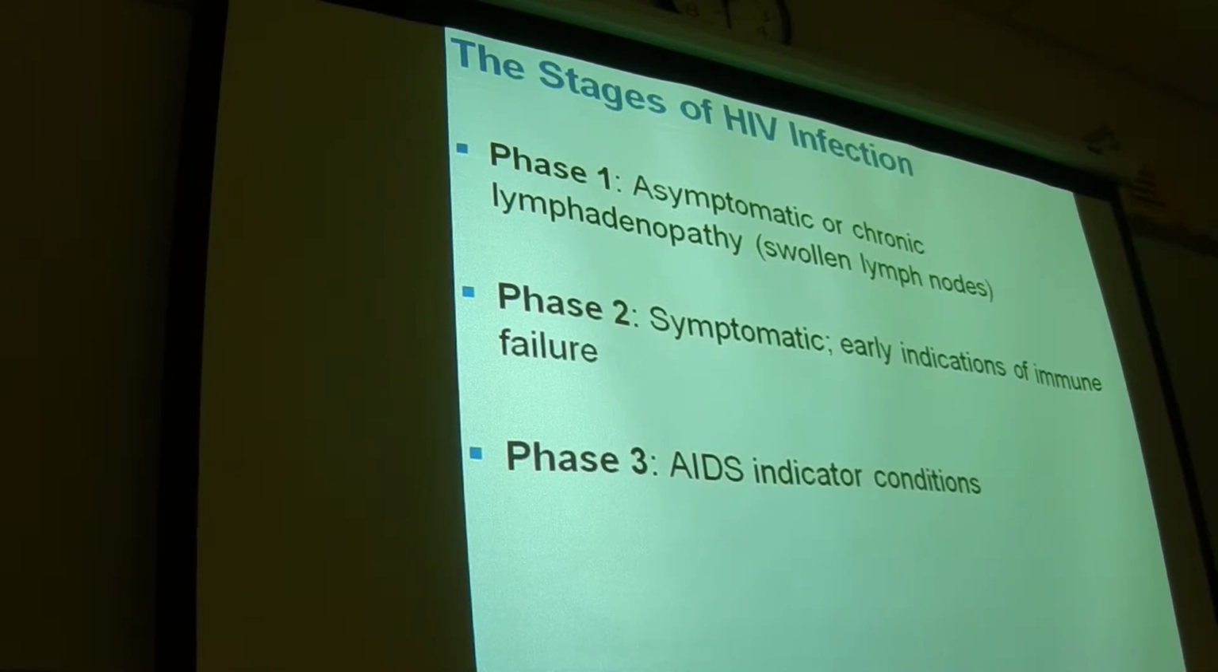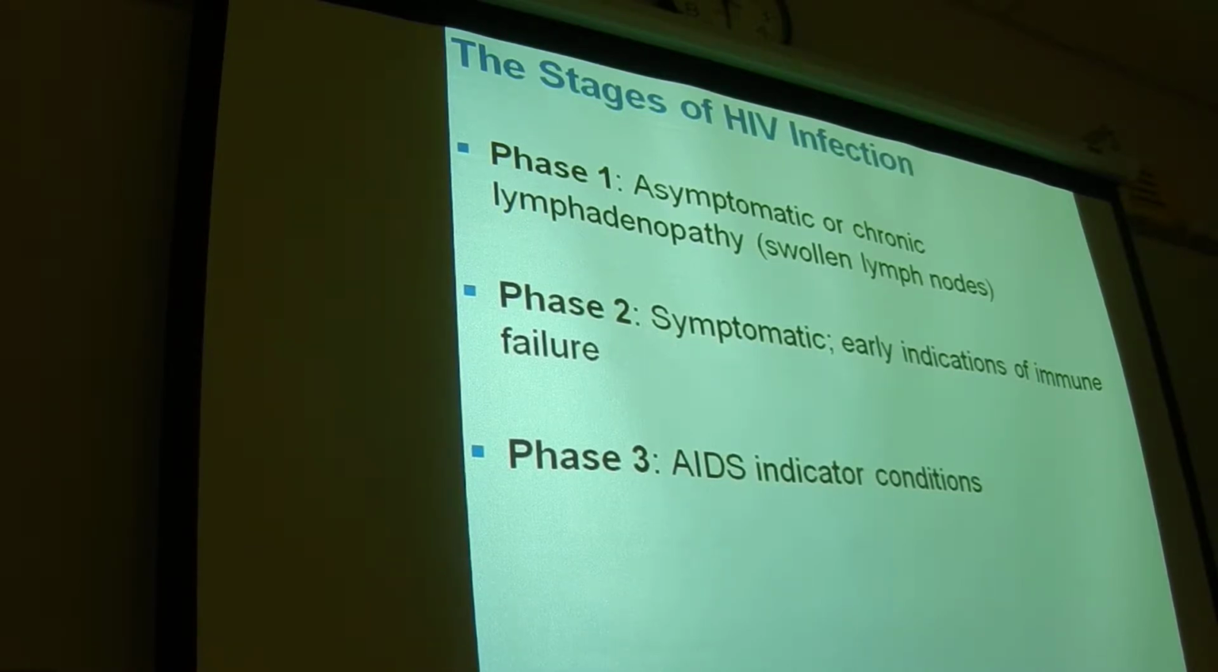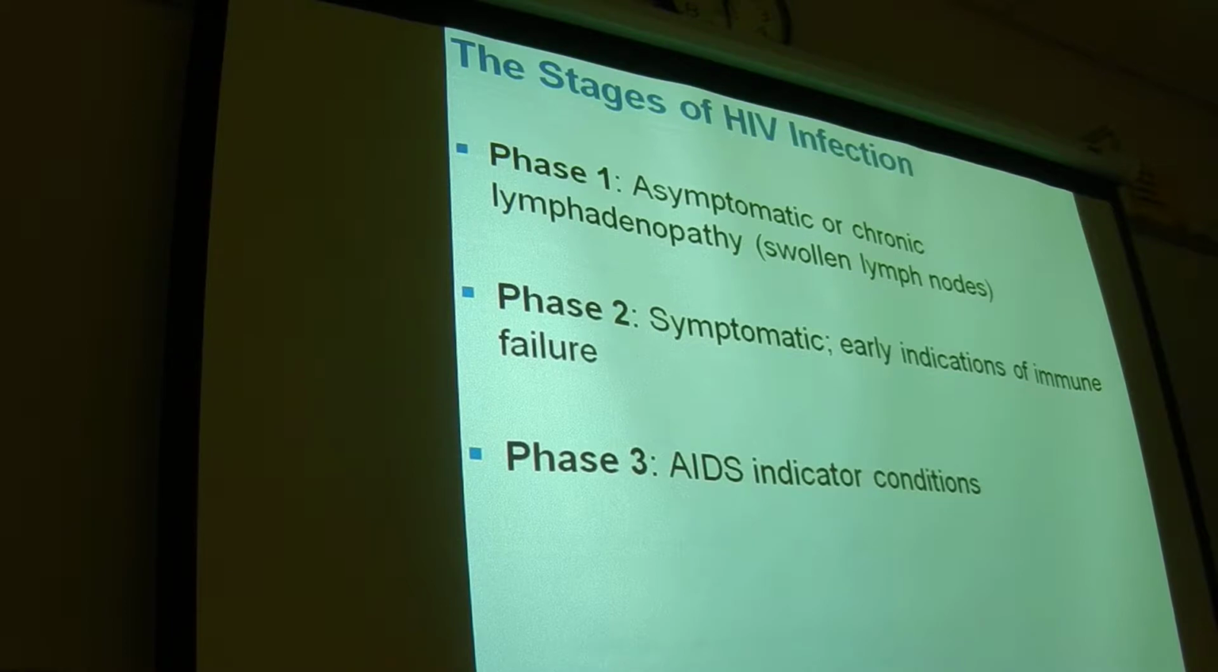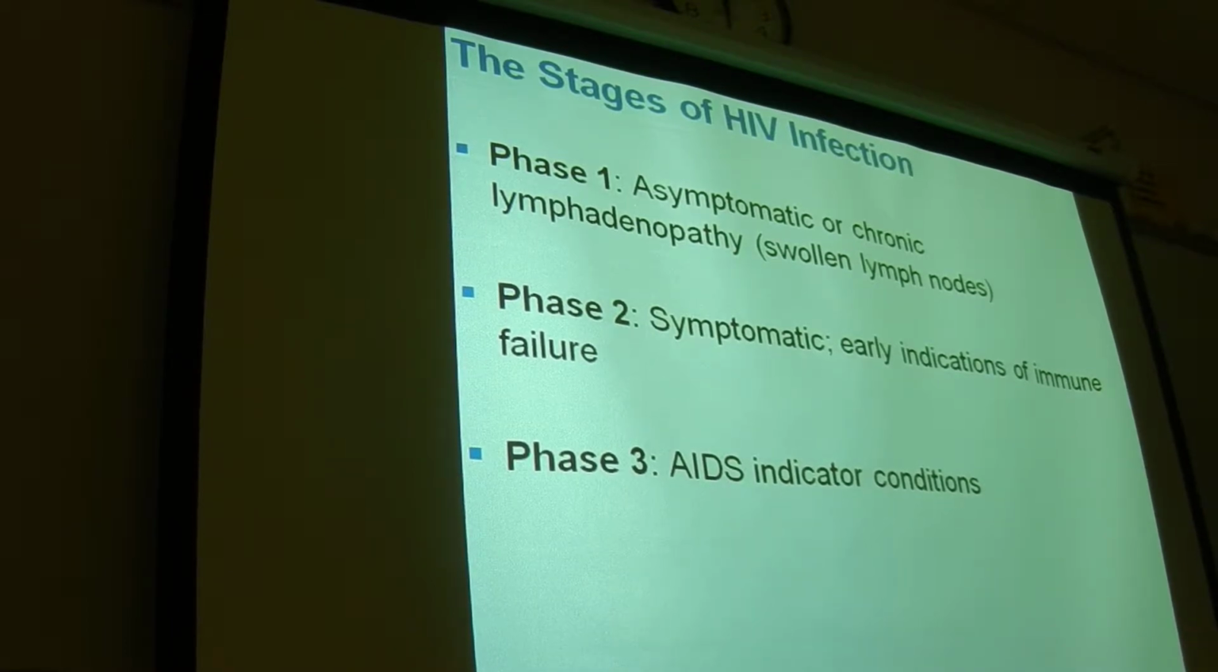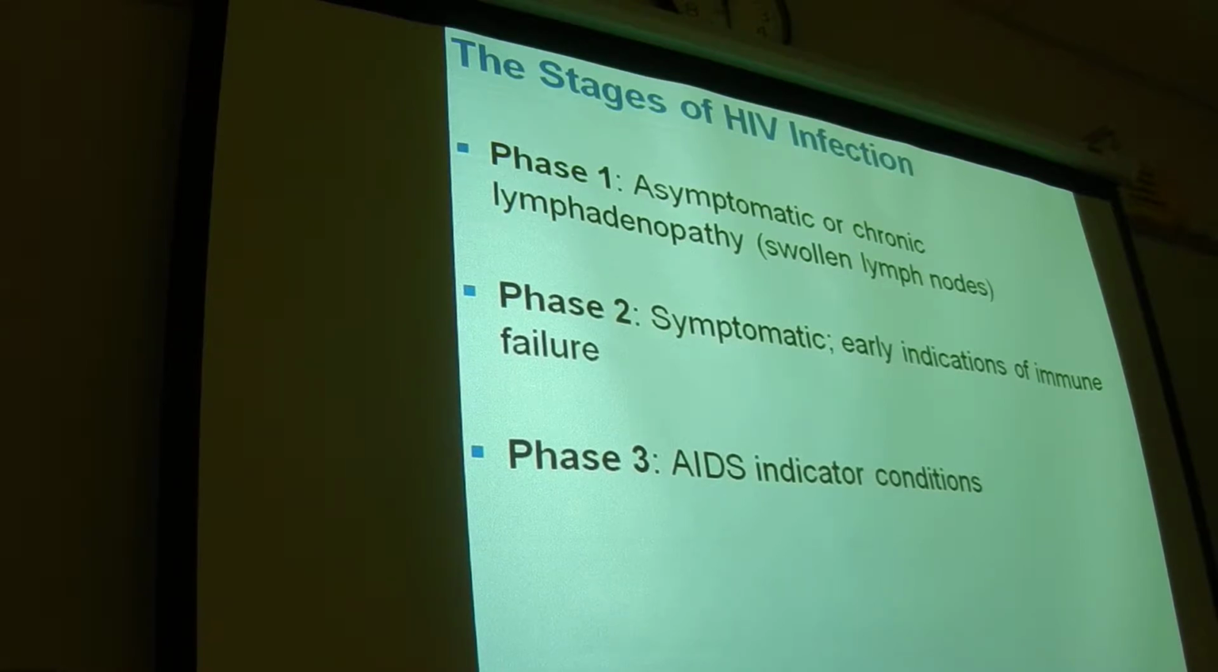So these are the stages of HIV infection. Phase 1 is basically asymptomatic or chronic swollen lymph nodes, because you have an active ongoing infection that's not being cleared by the immune system. And the lymph nodes are where the cells of the immune system undergo their division, so you're constantly having cells of the immune system dividing, and so your lymph nodes are constantly swollen. Okay, the initial infection, the symptoms aren't much more than the flu.